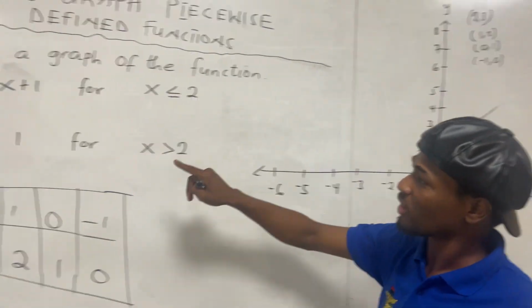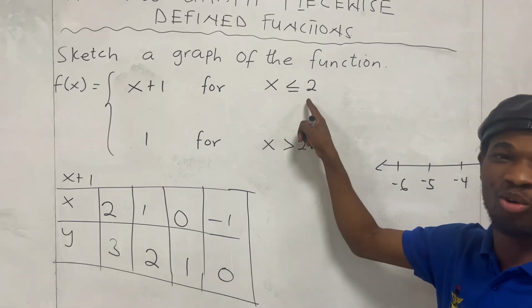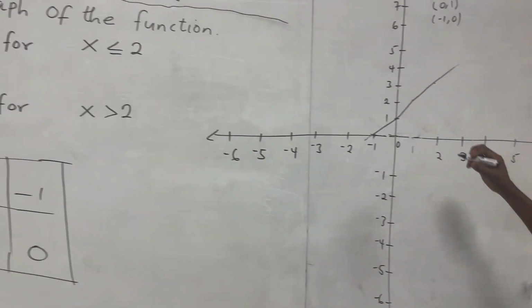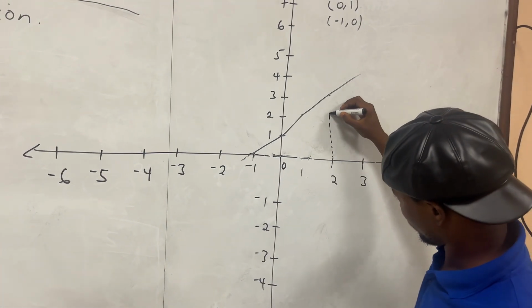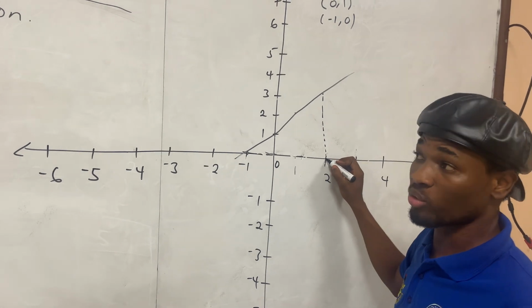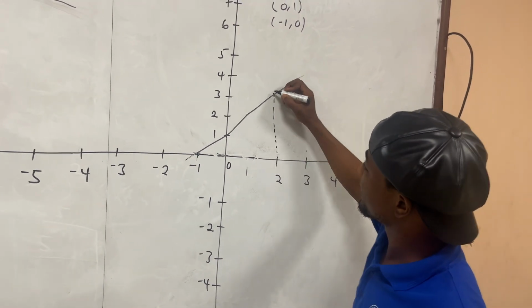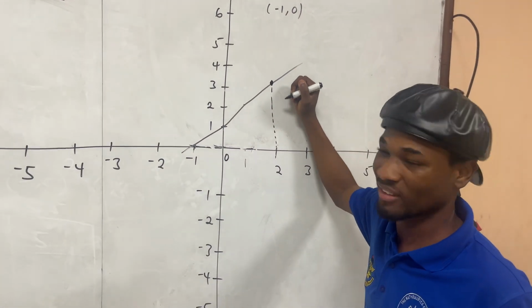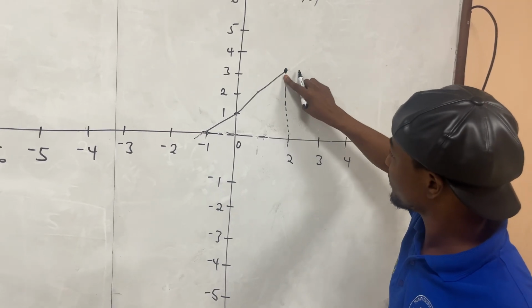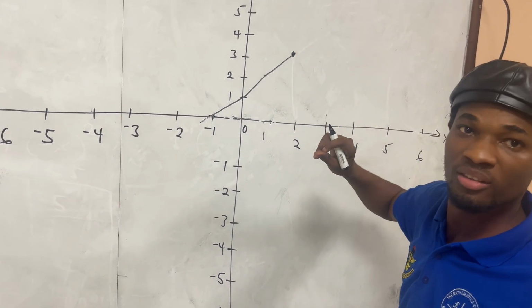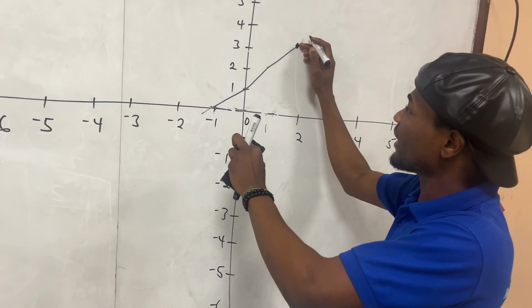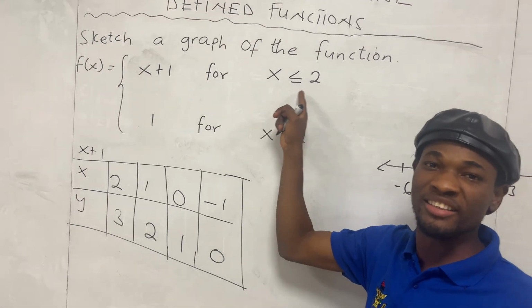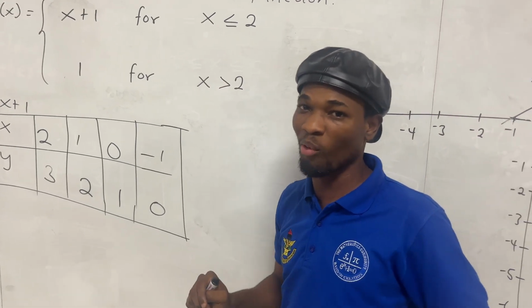Now viewers, look, for x less than or equal to 2, right? Good. So if this is my 2 here, this is my 2, right? That means I'm going to shade this end point. So I'll erase this. Good. As simple as that. So this is the graph of x plus 1 for this interval. Right? As simple as that.